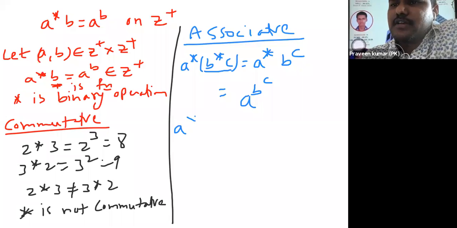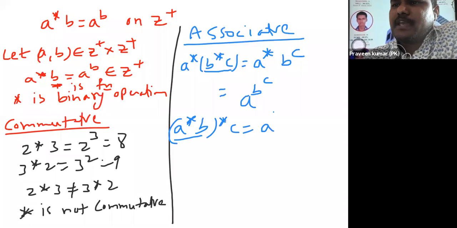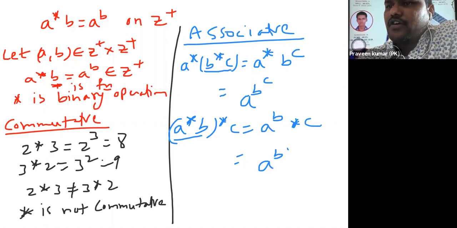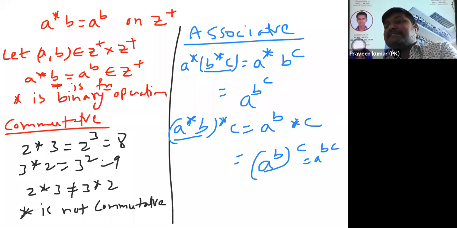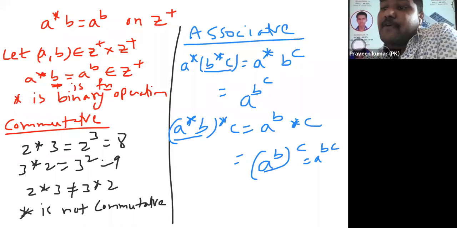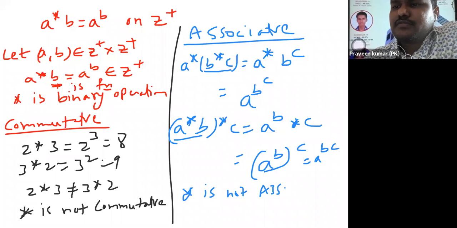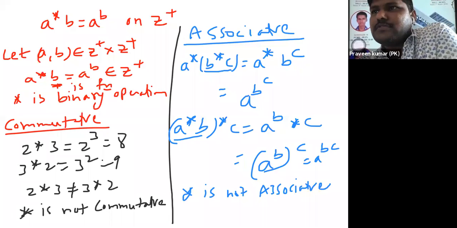RHS: (A star B) star C. What is A star B? A power B, star C. Now the first element is what? A power B, whole power C. That is nothing but A power BC. This is A power B power C. This is A power BC. Both are not equal. Star is not associative. Understand what I am speaking with you? Right.